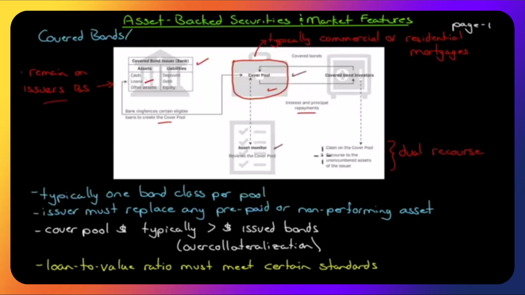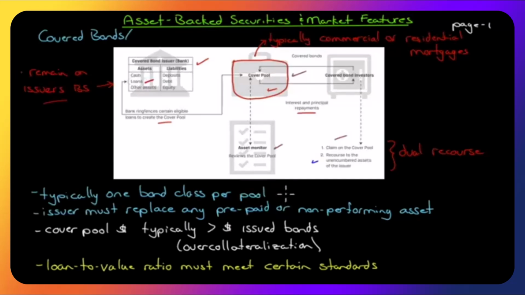And the bond investors get dual recourse. They have a claim on the covered pool, which means they have a claim on all the assets in the covered pool, and they have recourse to the unencumbered assets of the issuer. When the bank puts loans in the covered pools, they're typically, not always, but typically commercial or residential mortgages.